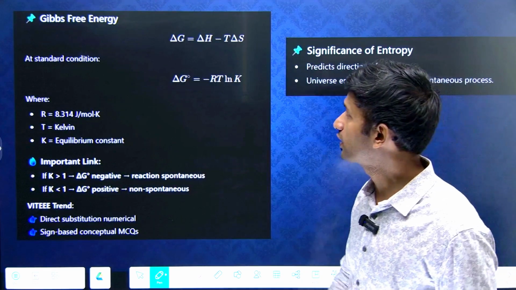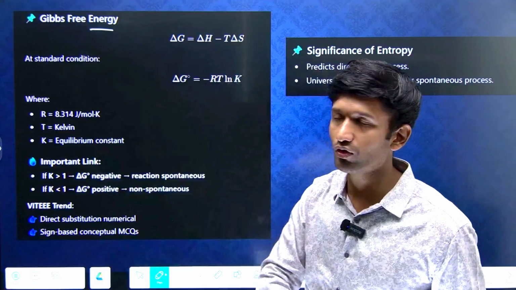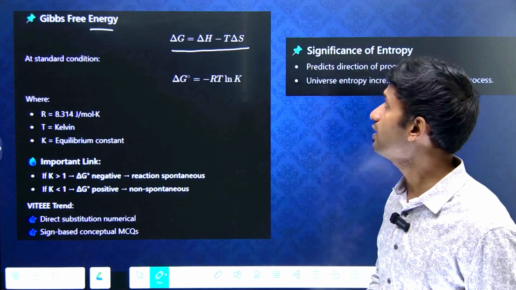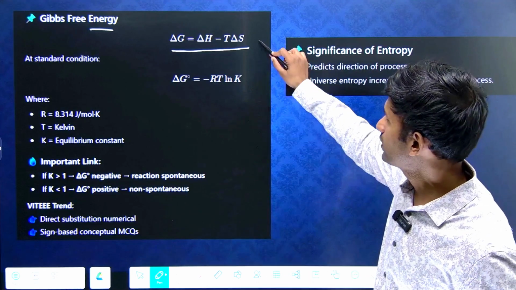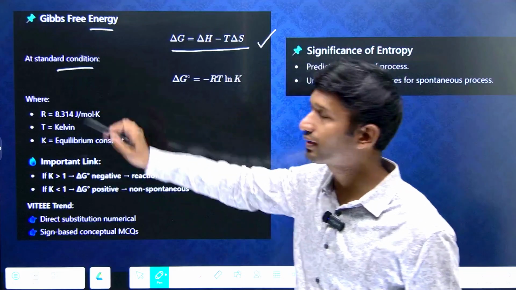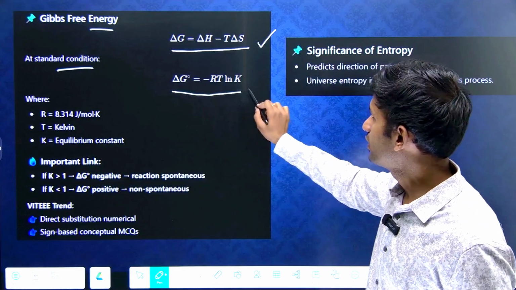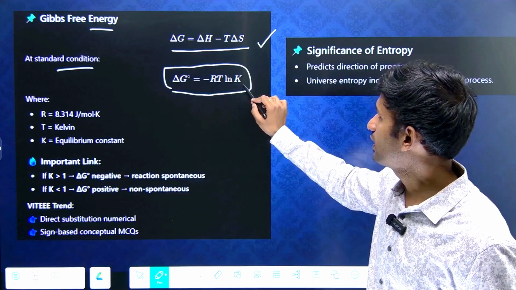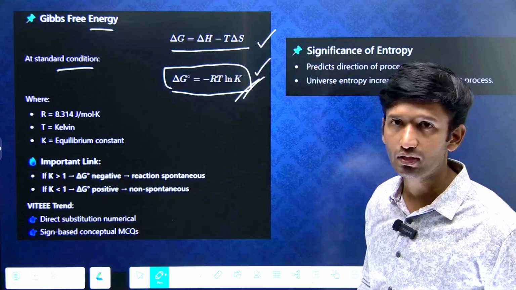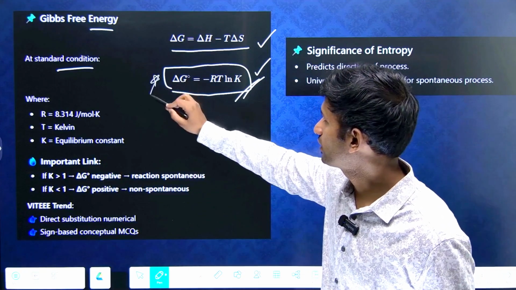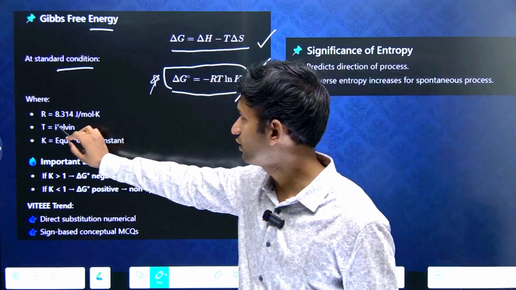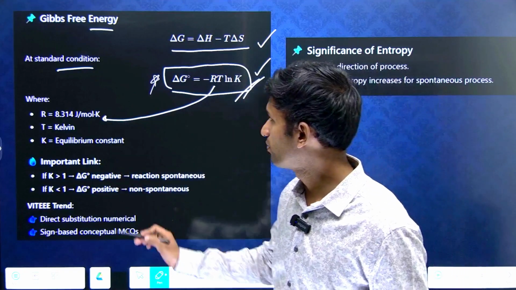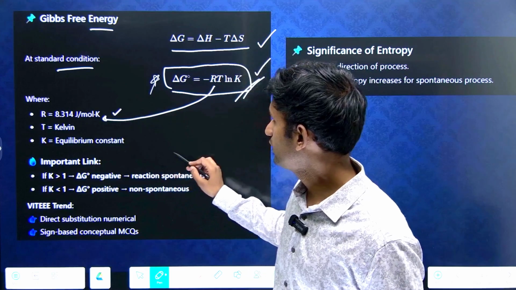Now let's move on to Gibbs free energy. This is also an important concept from an examination perspective. It is represented by the equation delta G equals delta H minus T delta S. If standard conditions are maintained, the equation turns into delta G standard equals minus RT ln K. This is the logarithmic form of the equation, and you need to keep it in mind along with the first equation. R is equivalent to 8.314 joule per mole Kelvin.